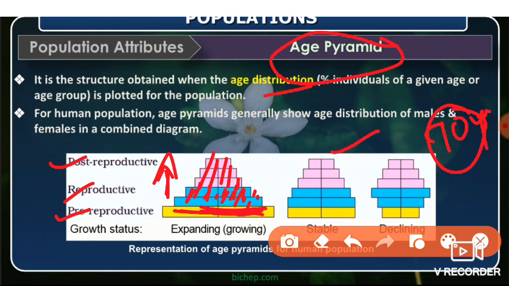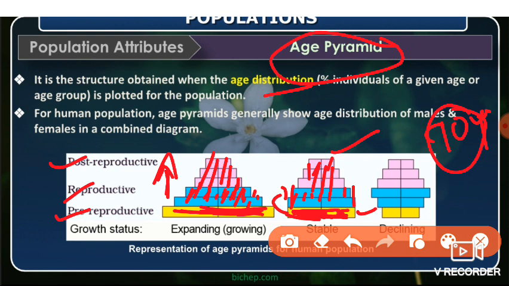And moving to the next one, that is stable. Here the young ones, the pre-reproductive individuals, are the same in number, and the reproductive individuals are also the same in number, and there are fewer post-reproductive individuals. Whatever the pre-reproductive individuals are there, they will come to the reproductive stage. So the number is a little bit constant here. So the population is stable here.